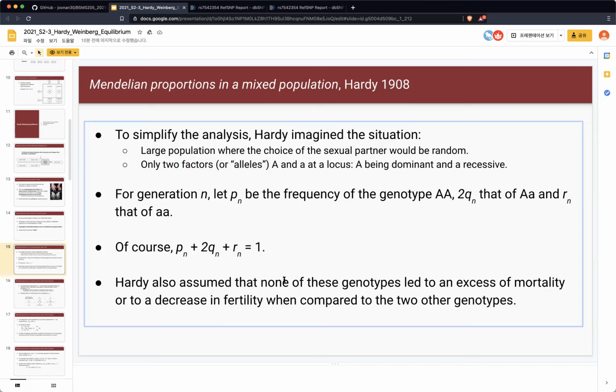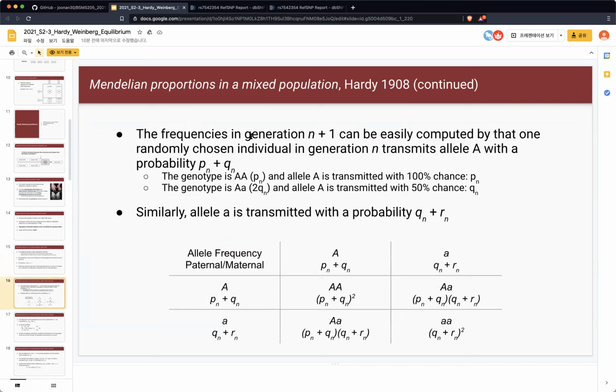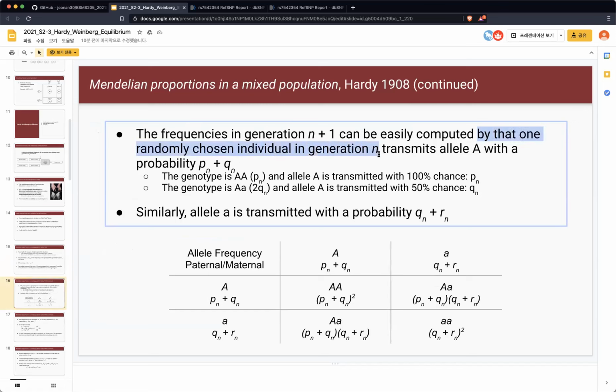Hardy also assumed that none of these genotypes leads to excess mortality or decrease in fertility compared to other genotypes. Otherwise, it would be distorted or disappear over multiple generations. So this is all clear. Then the frequency in the next generation, n+1, can be easily computed: one randomly chosen individual in generation n transmits allele large A or small a with probability Pn plus Qn. So let's do it in the simplest way.